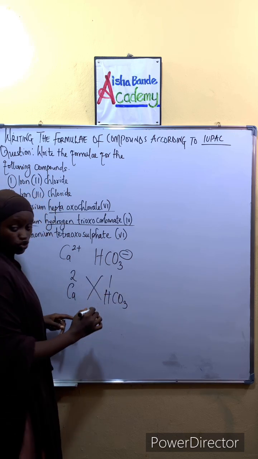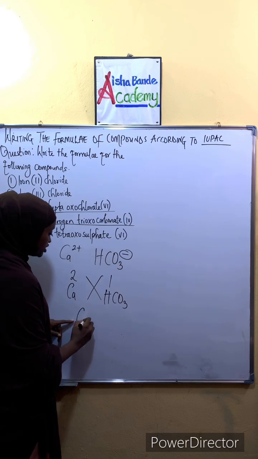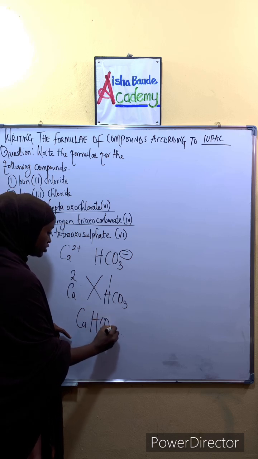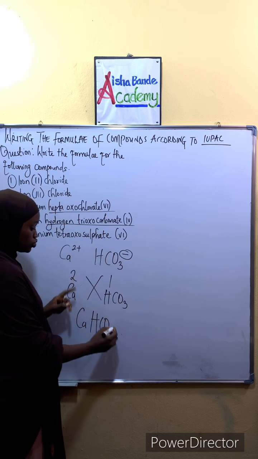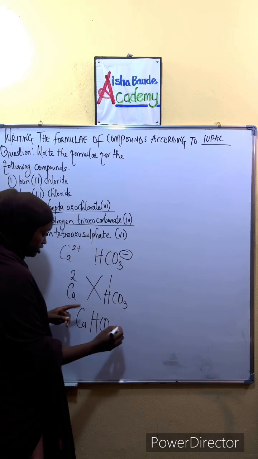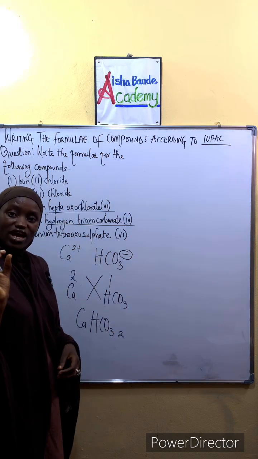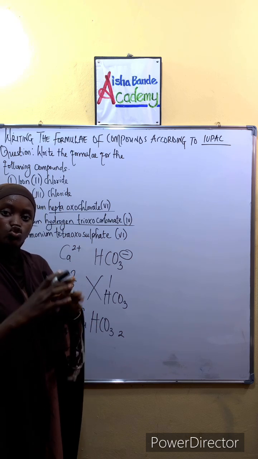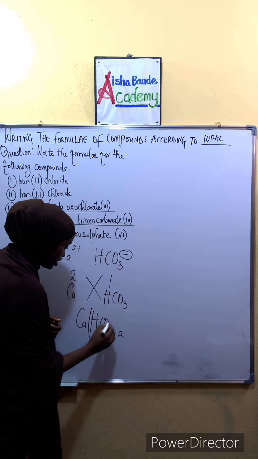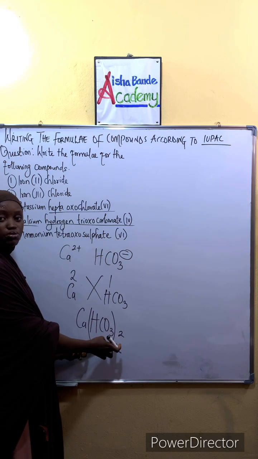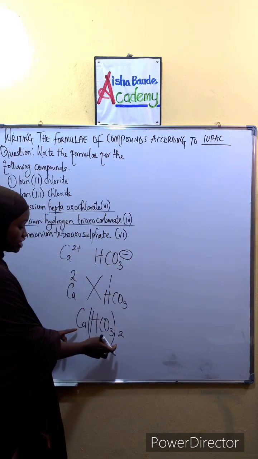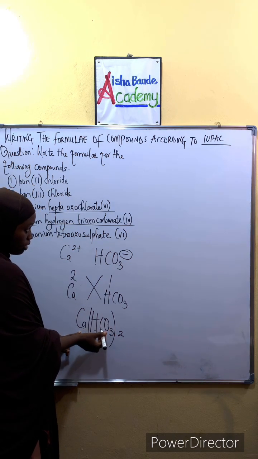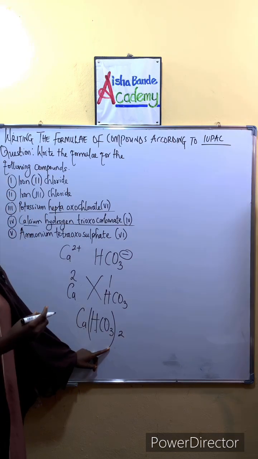So here we cross multiply as usual. So this is going to be Ca1, so we don't need to include the 1. Then we have HCO3. So this is 2 now. There's something I want us to know. When a radical is doubled or tripled, irrespective of the number, then the radical is to be in a bracket. So this radical here is doubled, so it has to be in a bracket, okay? So this compound is calcium hydrogen trioxocarbonate 4, okay? Just as simple as that.